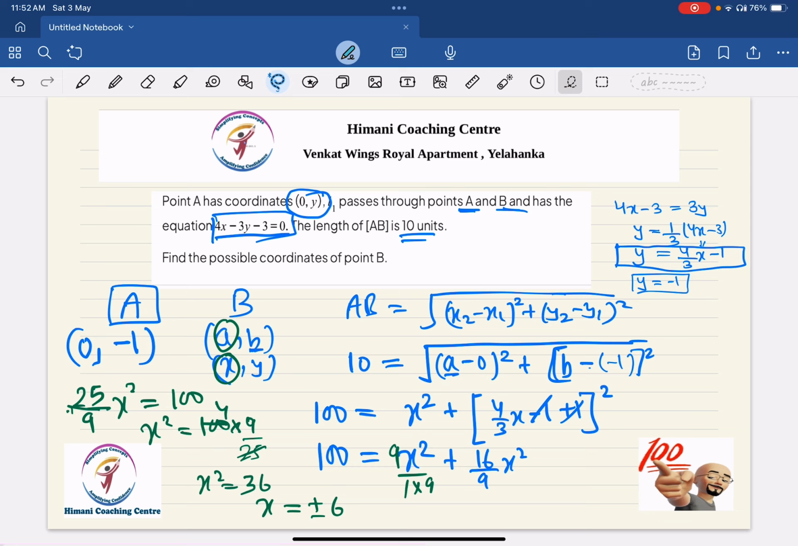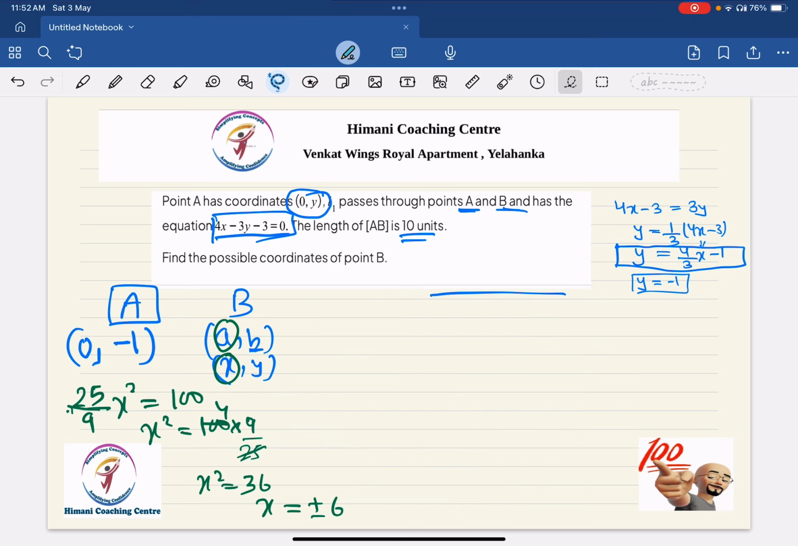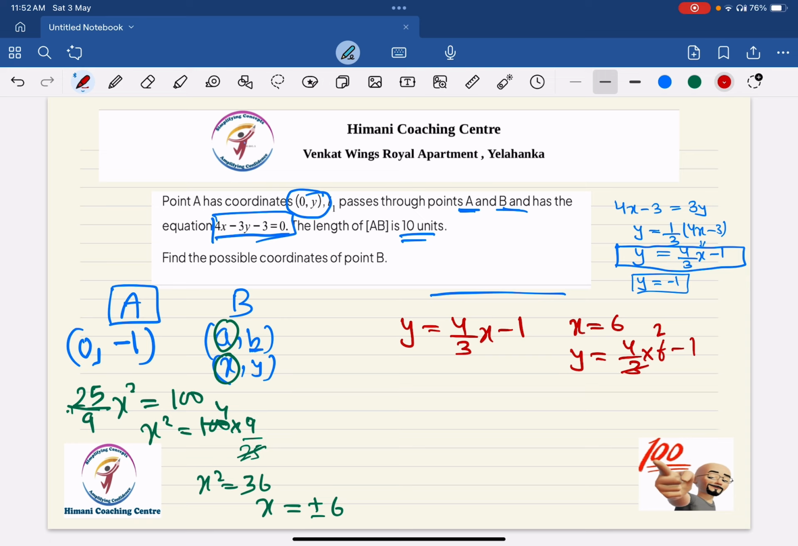And in order to find y, we know y is 4 by 3 x minus 1. Let me create some space here, because we are going to use the space for finding y. We will say y equals 4 by 3 x minus 1. So if x is 6, y is 4 by 3 into 6 minus 1. So it would be 4 twos are 8, minus 1, 7. So one coordinate of B is (6, 7).